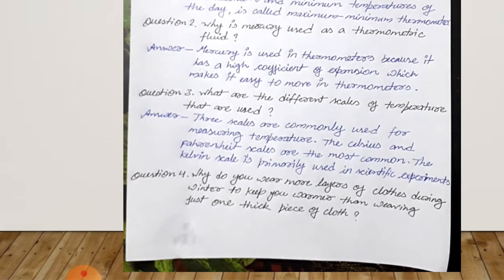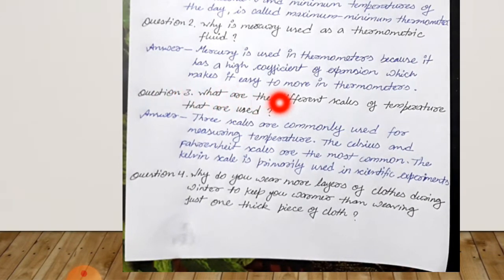Now question 3. What are the different scales of temperature that are used? So its answer, 3 scales are commonly used for measuring temperature. The Celsius and Fahrenheit scales are the most common. The Kelvin scale is primarily used in scientific experiments.